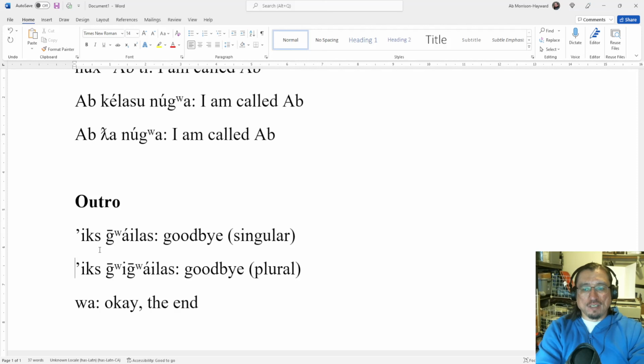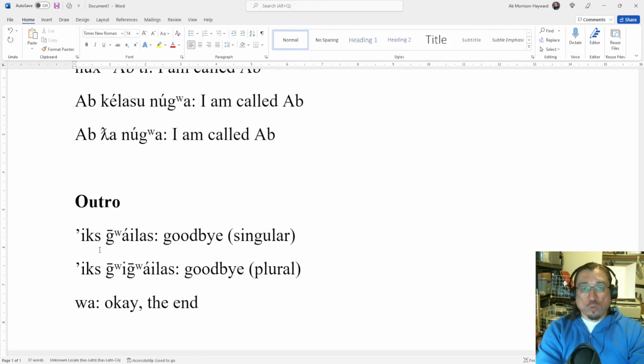So this is one of the difficulties in translating Haisla to English, is that they don't quite match up in definitions. So escuelas is kind of the closest equivalent to goodbye that we have in our language. And then oftentimes you'll hear me say wa. So there's different meanings to this. It could mean okay. It could mean the end. A lot of the times if you hear an elder telling a story, they'll end up by saying wa. So that essentially means it's the end.